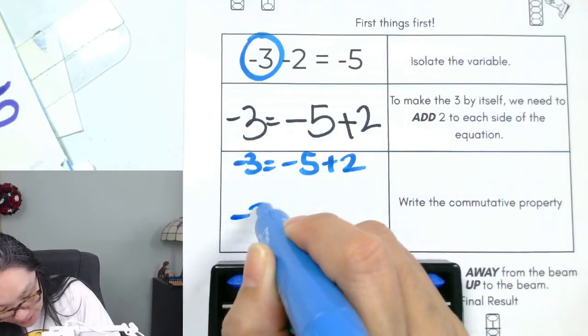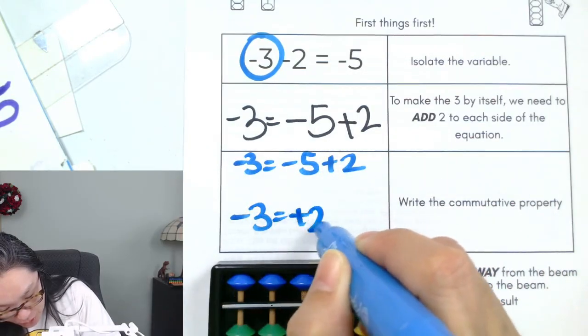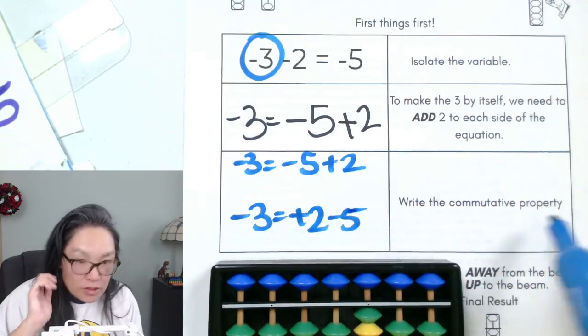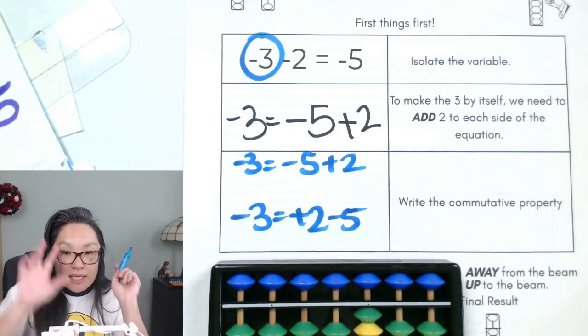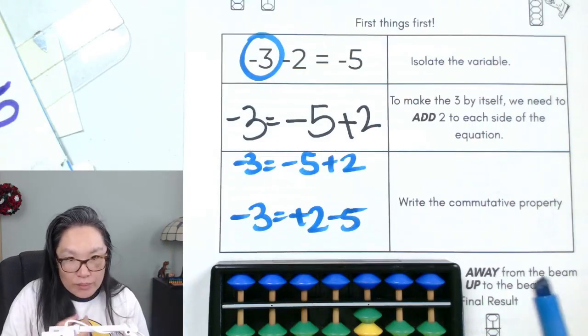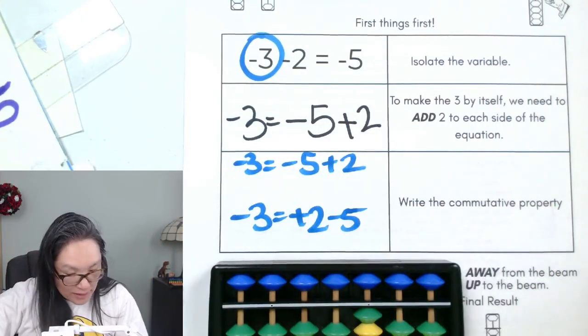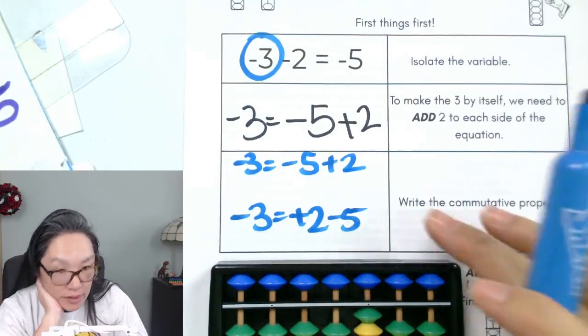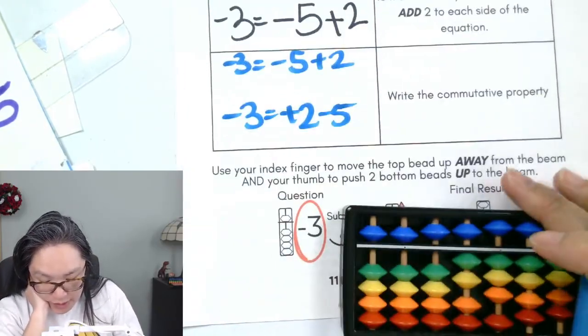Or it can be minus the 3 equals plus 2 minus 5. So that's what commutative property means. It means that it can be in any order. In Abacus, we can put it in any order because this is the same. It's different than the mainstream math. So here is the question again.